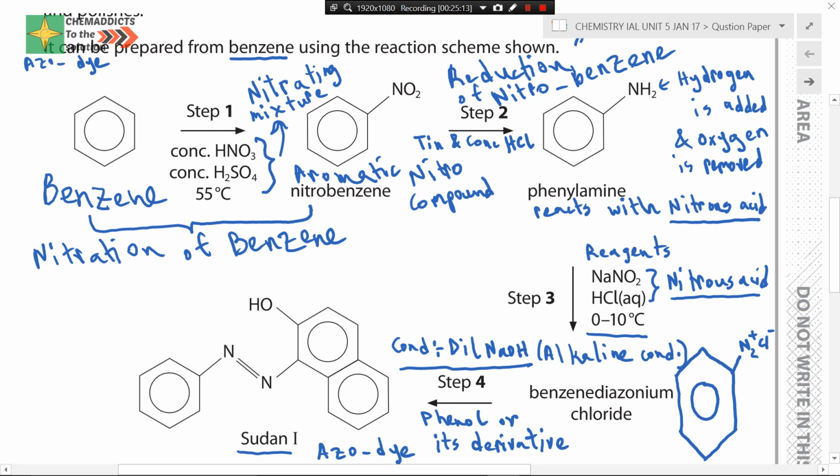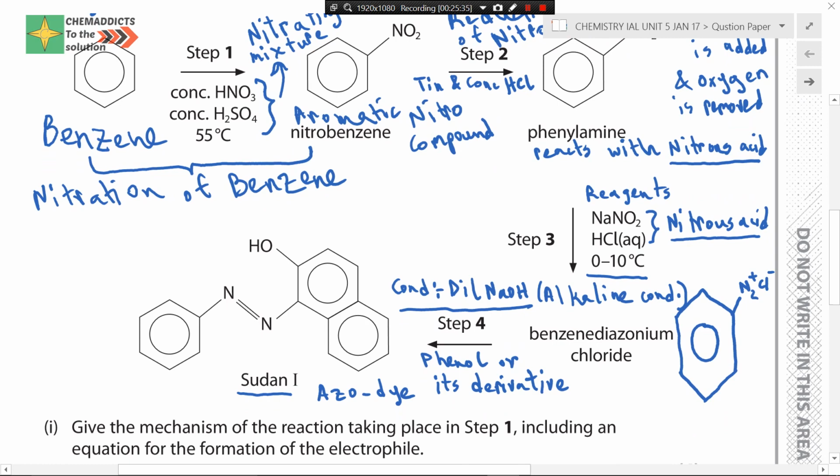We prepare the nitrous acid this way because nitrous acid is unstable at room temperature, in order to make benzene diazonium chloride. In step 4, we want to create the azo dye from benzene diazonium chloride.